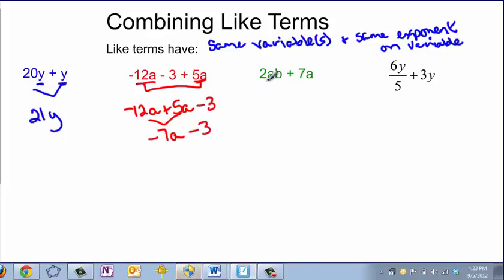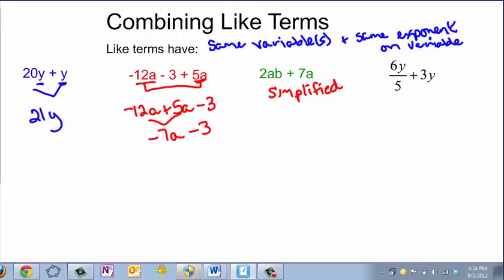Alright, in this example I have 2ab plus 7a. And this is simplified. It's simplified because they both have an a in it, but the 7a does not have the b as well. And so they are not like terms.